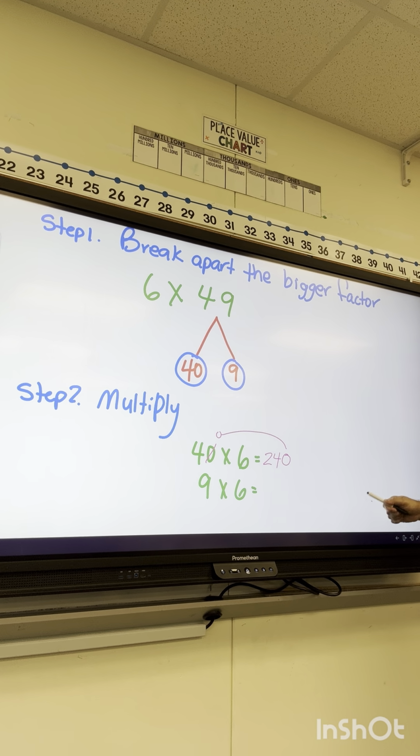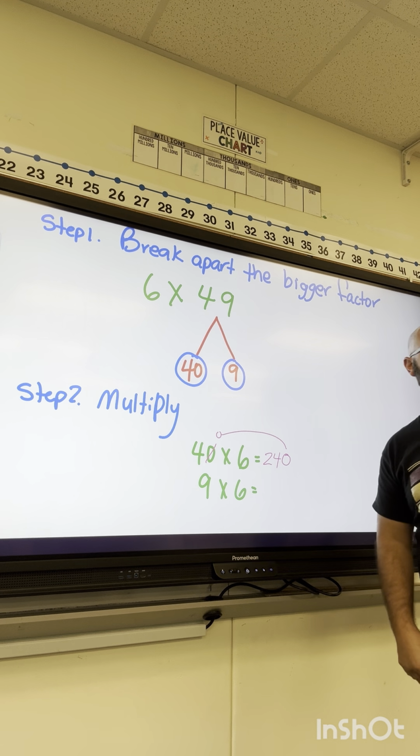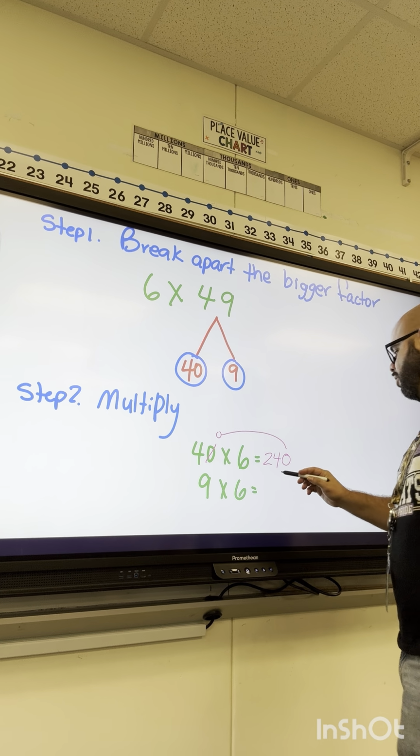Now, what is 9 times 6? Can somebody tell me what 9 times 6 is? Bailey. 54.